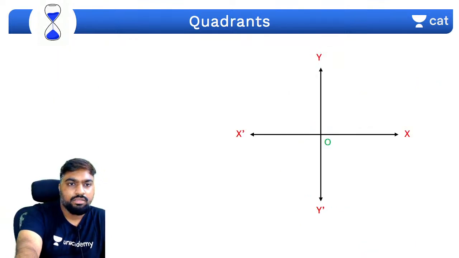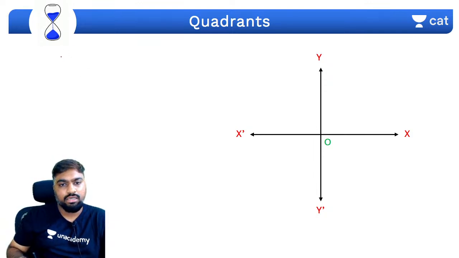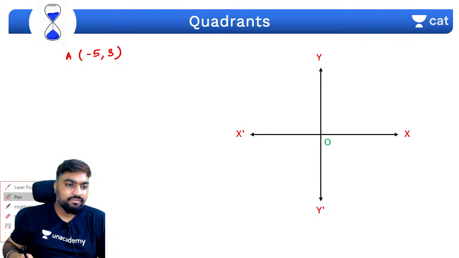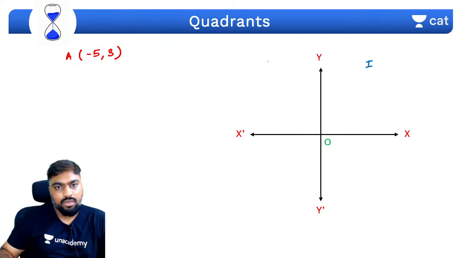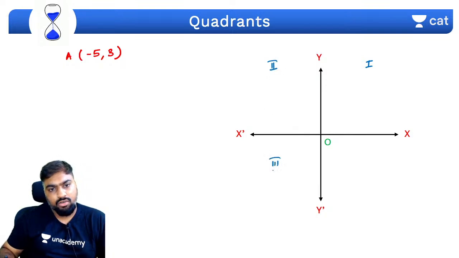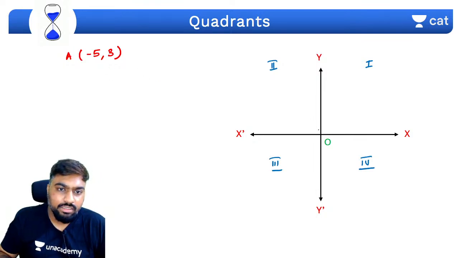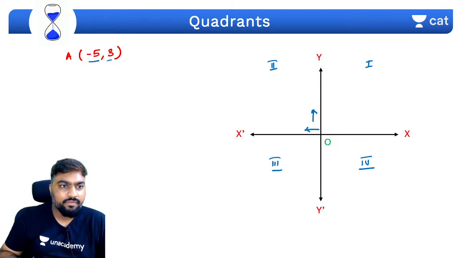Beautiful. Chalo. So if I want to mark a point A where x is -5 and y is 3, in which quadrant will this lie? X is negative, -5 and y is 3. कौन सा quadrant में lie करेगा ये? Which quadrant? 1, 2, 3 or 4? It will lie in the second quadrant, right? To the left of 0 but above 0. Yes, left of 0 negative, above 0 positive.